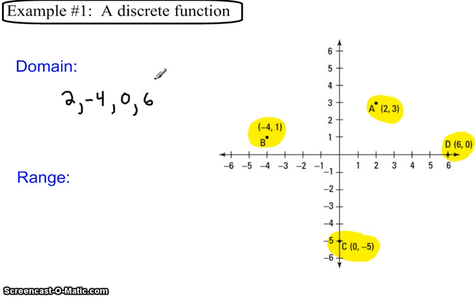Now a lot of times you're going to see the domain in these curly brackets. It really doesn't matter if you have them or not, but if you see them, I just don't want you to be surprised by that. Alright, now the range is all the possible y values, so I'm just going to look at all the y values, which is 3, 1, -5, and 0.